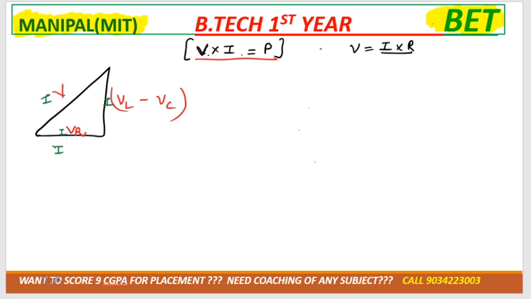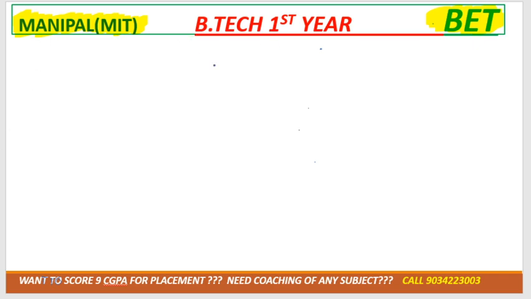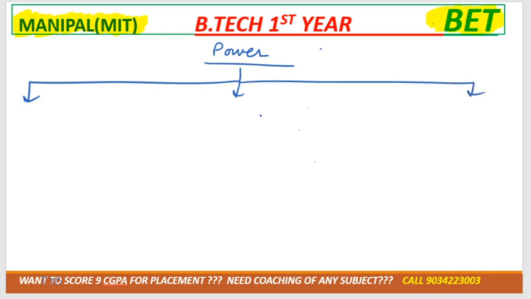If I multiply the voltage triangle with the current, then what will we get? Power, right? So before telling you the power triangle, I would like to explain. We will have mainly three different types of power. One of the powers is active power. Another power is reactive power.